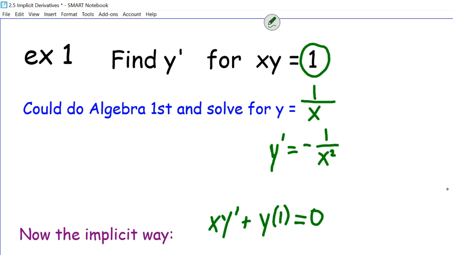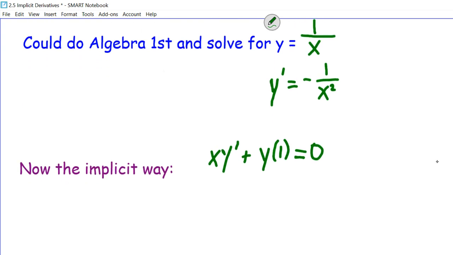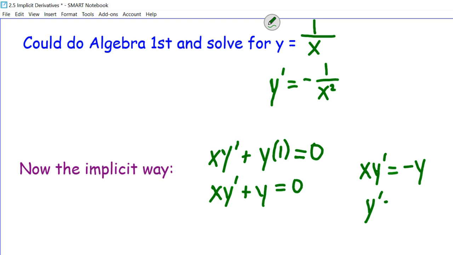All right, so now I have this. Now the implicit way is to get y prime by itself. Clearly on this one, that's probably going to be easier if you try to get y by itself, but let's just work through this. If I want to get y prime by itself, I want to move this y over first so I can get that y prime. So I get x y prime to equal a negative y, subtracting the y over from 0. Divide by x, so I get y prime to equal a negative y over x.